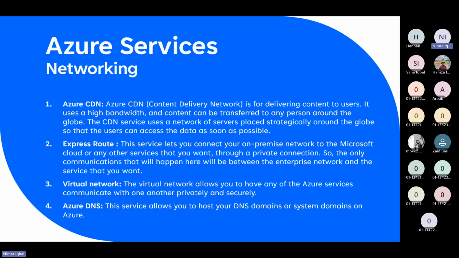Next up, we have Express Route. With this, you can connect your on-premise network onto the Microsoft Cloud or any of the services that you want through a private connection. So the only communication that happens is between your on-premise network and the service that you want.